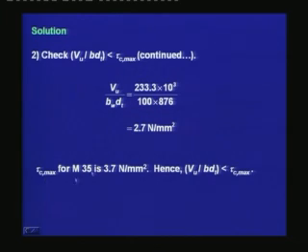Tau C max for M35 is 3.7 Newton per millimeter square, which is available from the table or the graph that we had seen before, and we said that the maximum permissible shear stress is around 4 Newton per millimeter square. Here we find that the average shear stress is less than that 3.7 Newton per millimeter square, hence the depth of the section is adequate.